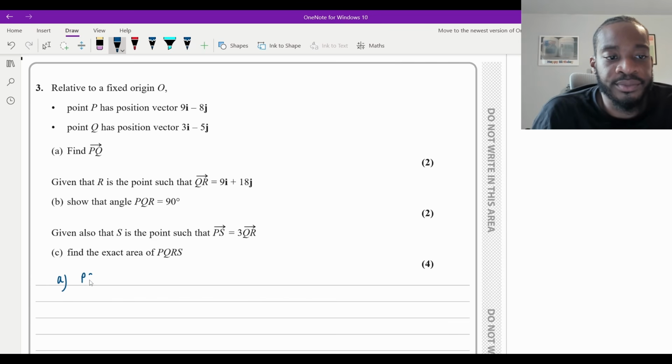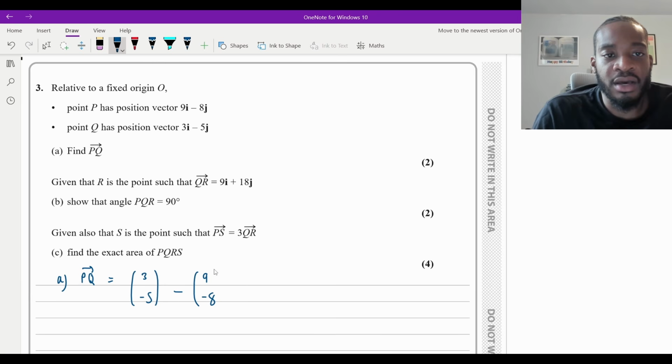P to Q is just literally Q minus P, isn't it? So what I'm going to do is write these as columns. And then once I finish, I'll write it in terms of i and j because I need it in that form at the end. But I'm going to just use columns because it's easier. So Q in column form is going to be 3 here, and minus 5 there, minus P, which is going to be 9 and minus 8.